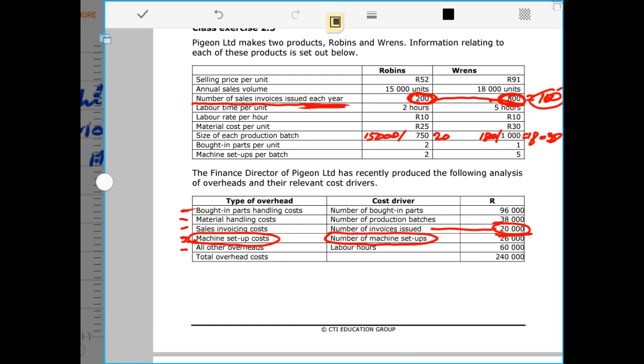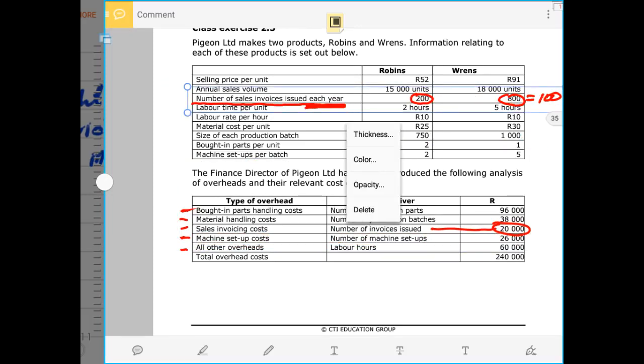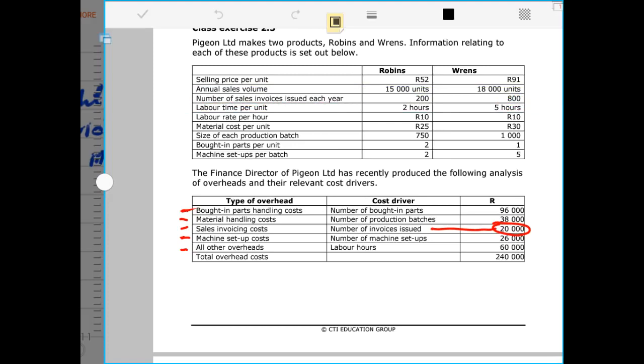So now it means this will come straight here. Machine setups per batch. And this is very important because they say machine setup per batch. Per batch. And we know that here we had 20 batches, and here we had 18 batches. Let me just erase that so that we start fresh. So now this is machine setup per batch.